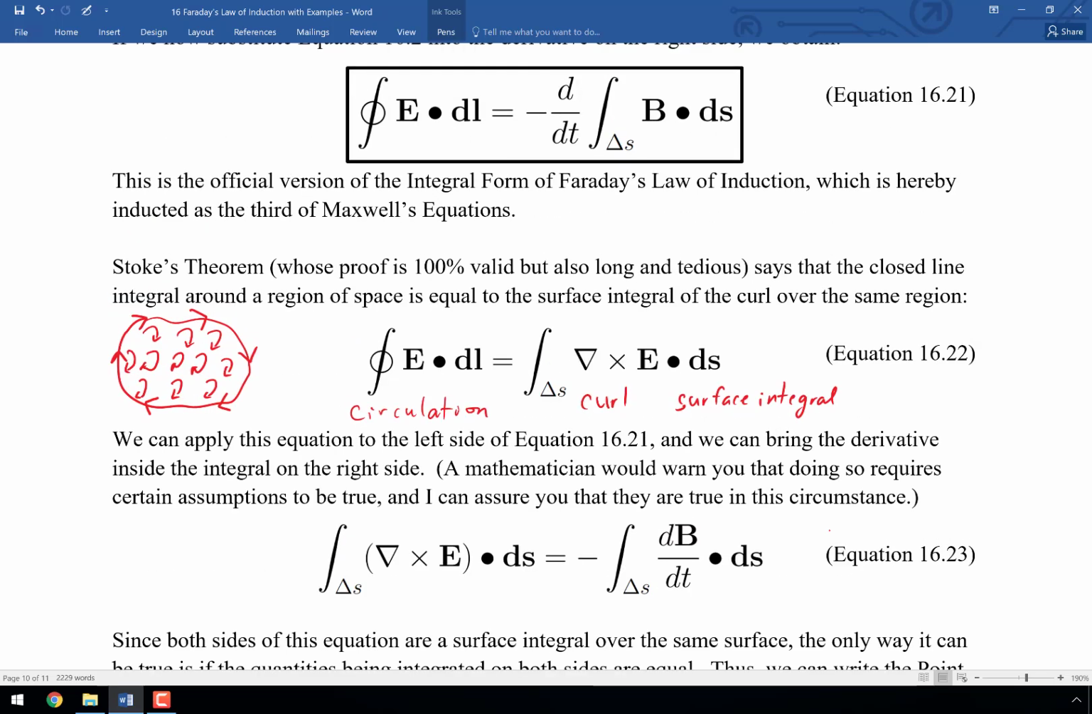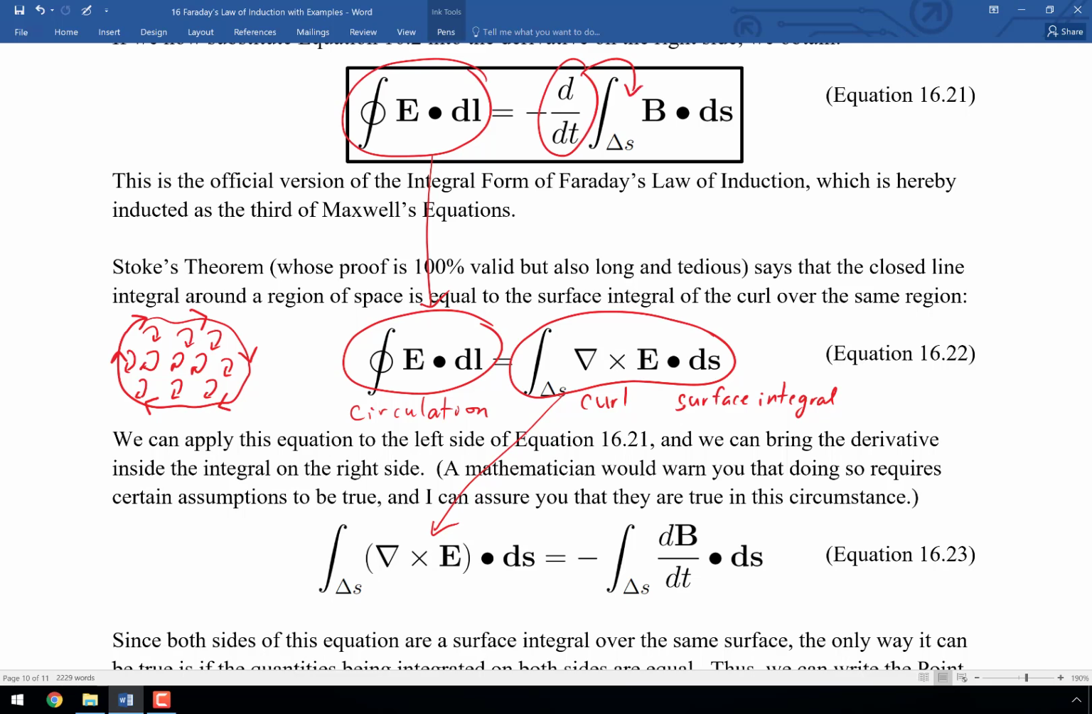So what I'm going to do is take our previous version, 16.21 at the top of the page. The left-hand side used to be the line integral of E dot dl, but this says the line integral of E dot dl is equal to the surface integral of the curl. So now that surface integral of the curl has gone in its place on the left-hand side, and we're going to move the derivative inside the surface integral. So this derivative right here is moving inside the surface integral.